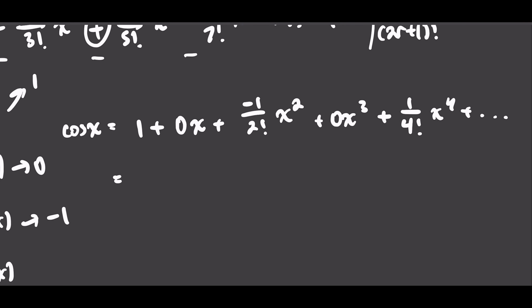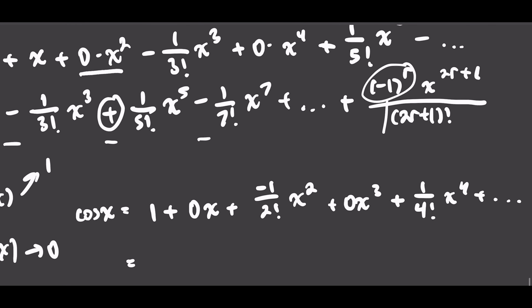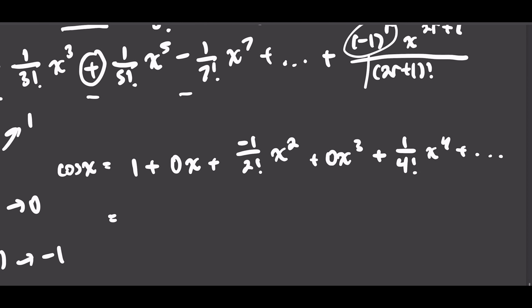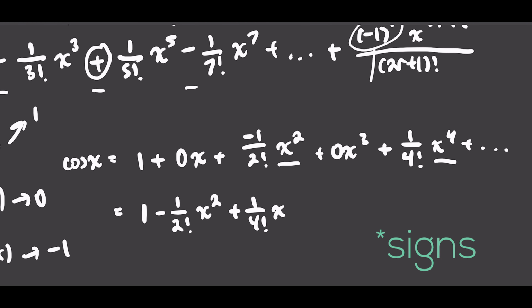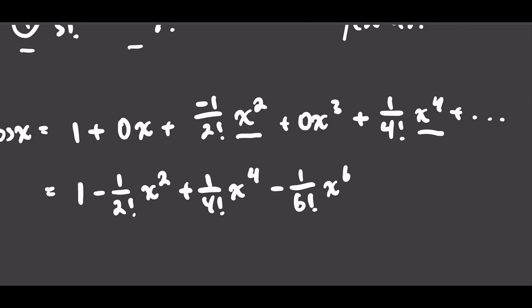So in cosine, instead of not having even powers as in sine, there are no odd powers. So there's only x squared, x to the power 4, x to the power 6, and so on. And also, the signs between the terms alternate. As such, we can write the general term as minus 1 to the power of r times x to the power of 2r over 2r factorial.